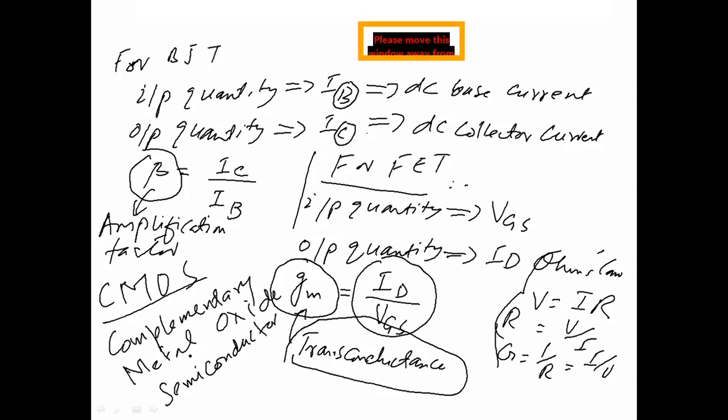But in case of BJT, we also determine the current gain. But here we don't need to determine the current gain. Why? If I ask the question, why are we not determining the current gain for the FET amplifier?